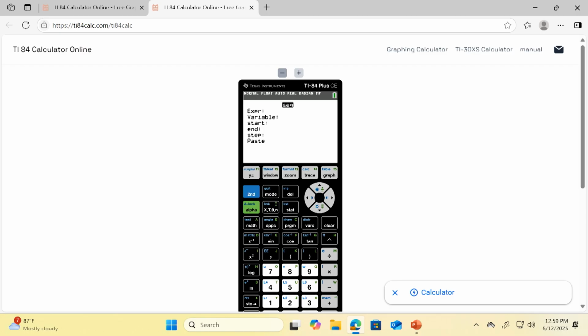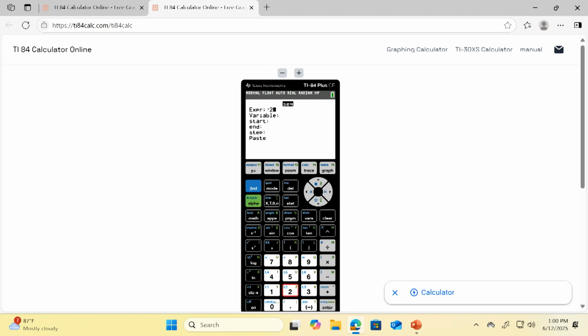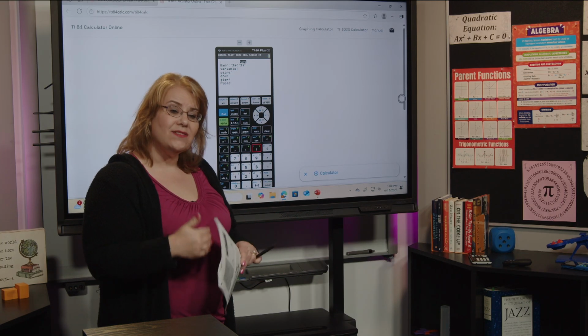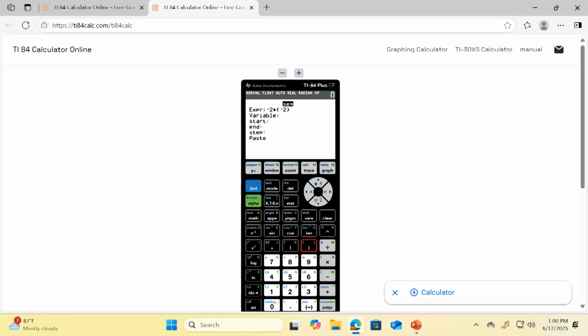We said our expression was a sub 1. Well, what is a sub 1? It was negative 2 times. I'm going to put negative 2 in parentheses. If I don't put that negative 2 in parentheses, it's not going to know that it has to multiply by the whole negative 2. So you have to put that negative 2 in parentheses. The next thing I'm going to do is hit my exponent key, and put in parentheses what my exponent is, which is x minus 1, close parentheses. I'm going to press enter.